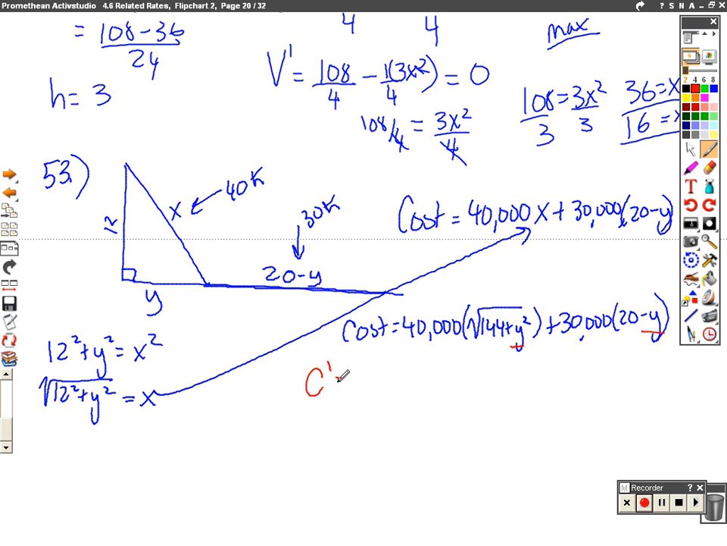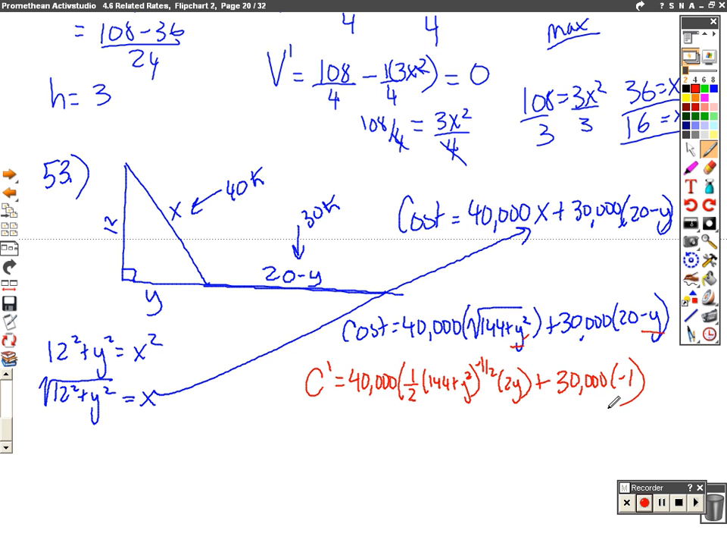So basically, c prime, the derivative of this, we've got 40,000. It's a constant being multiplied, so we're going to keep it, times the derivative of this part right here, we've got something to the 1/2 power. The derivative of that is 1/2 times that something to a power 1 less, which is -1/2. Times the derivative of the inside, which is actually 2y, plus the derivative of this, which is 30,000, times the derivative of the inside, which is -1. All right, take our cost equation, set it equal to 0, and solve.